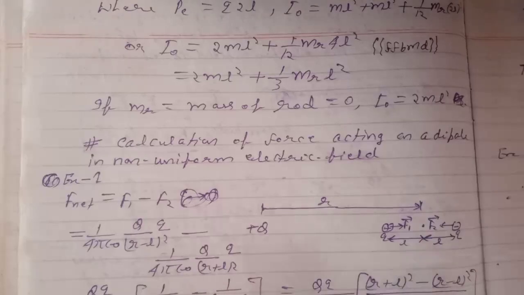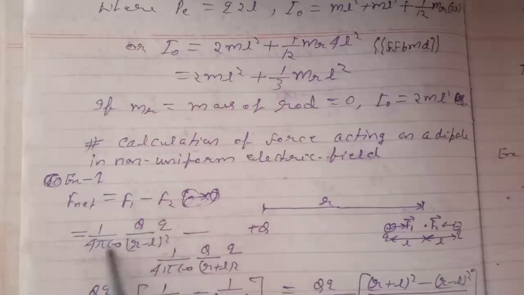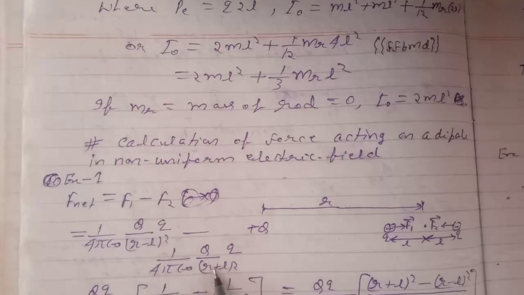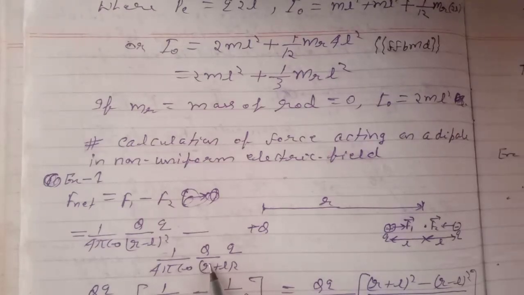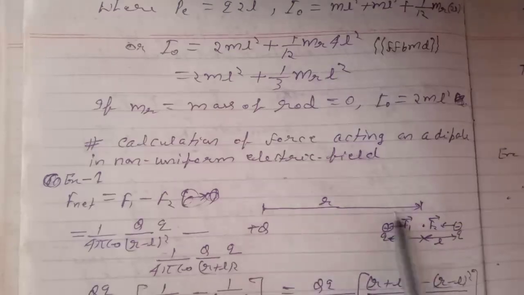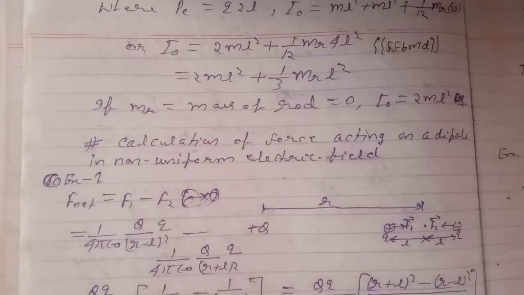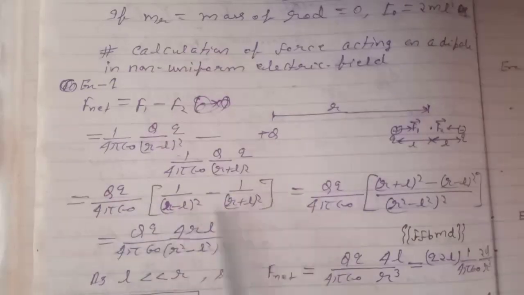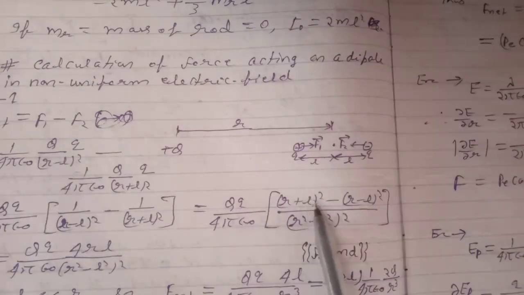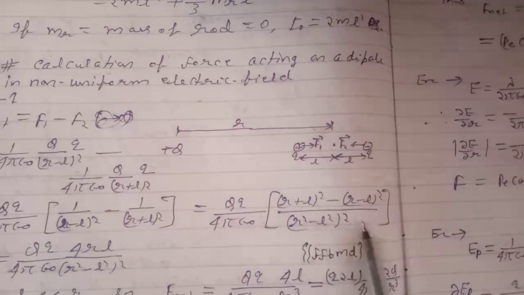So we write F net equal to F1 minus F2, 1 by 4 pi epsilon naught Q into q by r minus l to the whole square minus 1 by 4 pi epsilon naught Q into q by r plus l to the whole square, because distance r is taken from the midpoint of the dipole. So Q into q by 4 pi epsilon naught, bracket 1 by r minus l whole square minus 1 by r plus l whole square, or Q into q by 4 pi epsilon naught, r plus l whole square minus r minus l whole square over r square minus l square whole square.